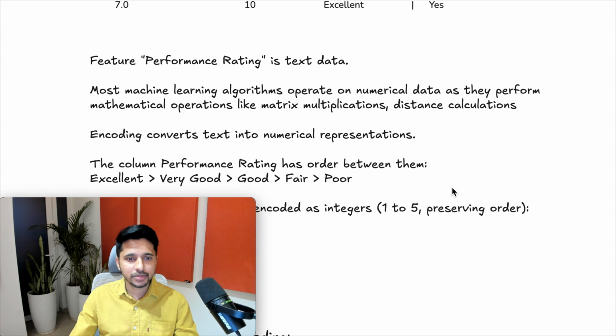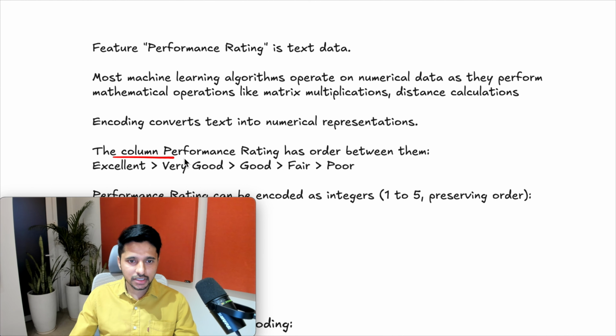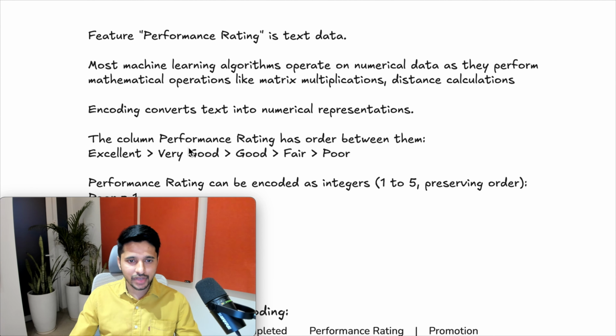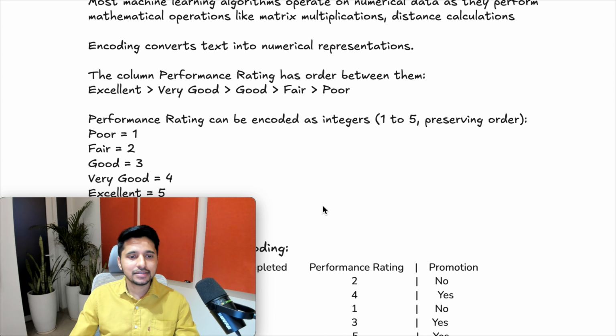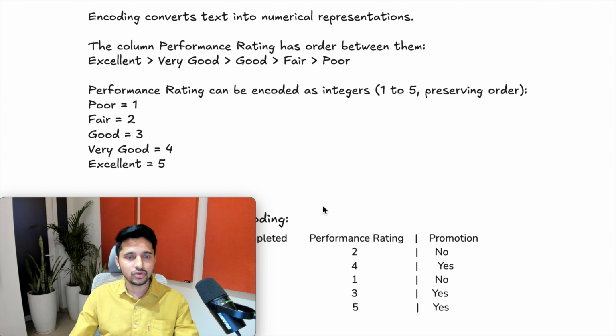If you closely observe, the performance rating column has some order in terms of relationship, and we can put the categories in this order: excellent is greater than very good, greater than good, greater than fair, and fair is greater than poor. Because we can order the data this way, we have a relationship here, so we can assign numbers to those categories.